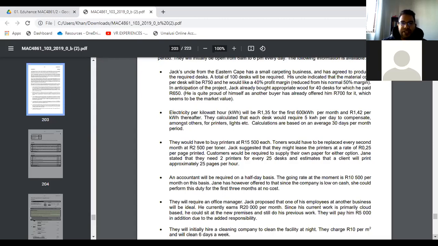Okay, so how are we going to calculate this? So you can see that it's 5 kilowatts per desk per day. So how are you going to work it out? It is 5 kilowatts per day. We're going to multiply that by the number of days in a month. So it's 5 kilowatts per day times 30 days in a month. That will give you the amount of electricity required per month per desk. Then we multiply it by the number of desks, which is 100 desks.